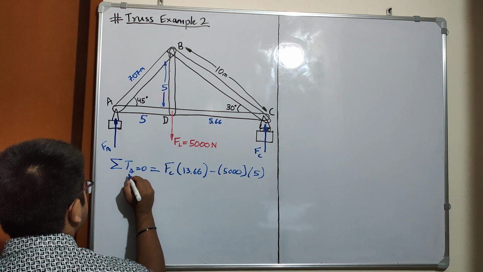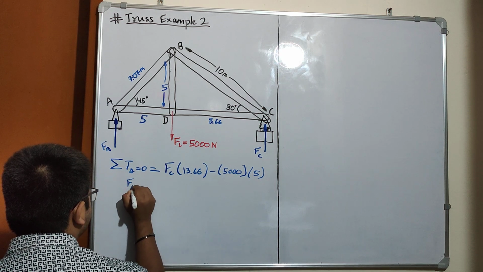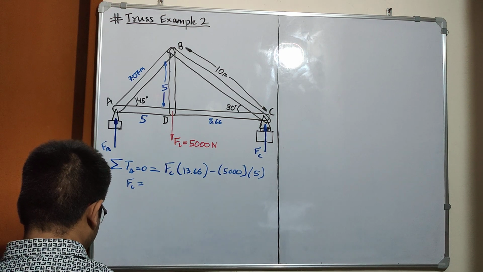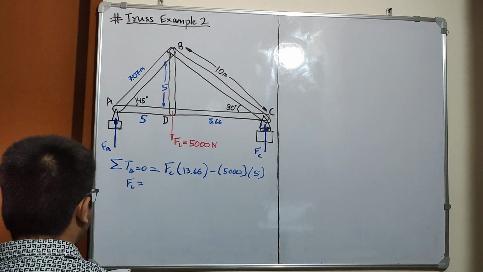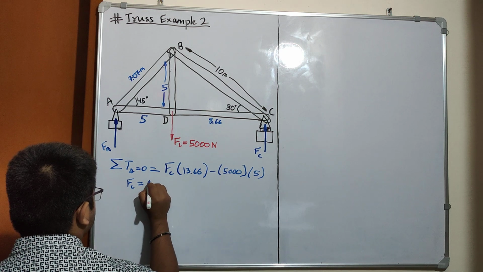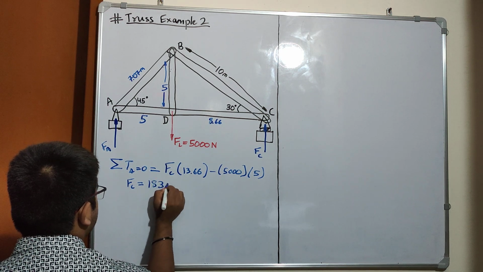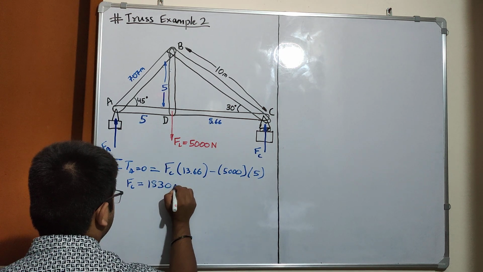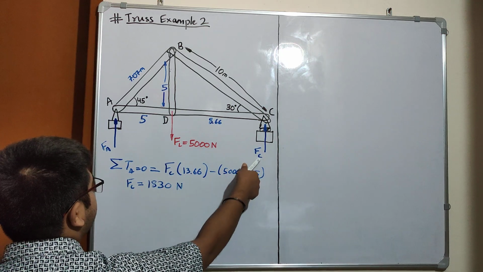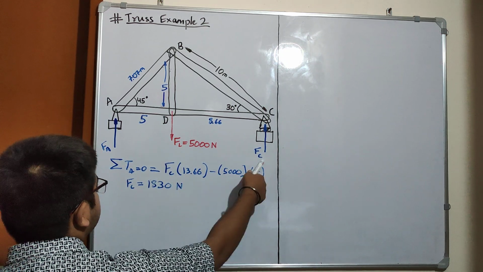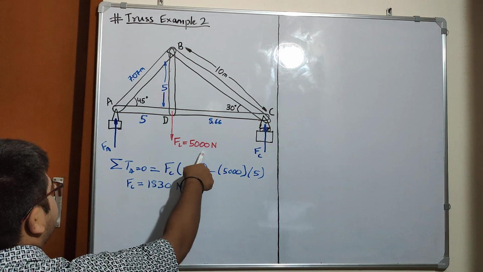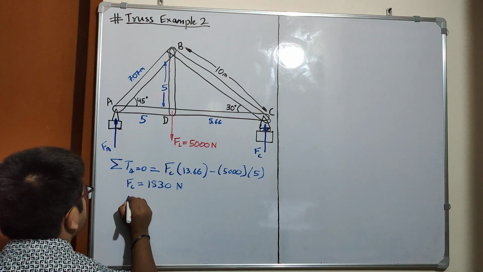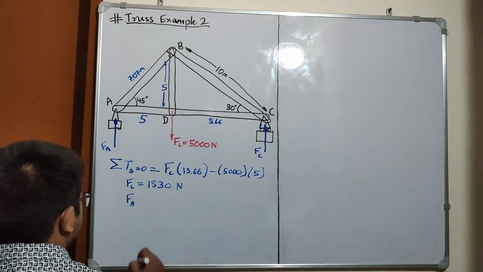Now Fc will be calculated as 1830 newtons. So we have got Fc. Now Fc plus Fa equals 5,000. So we have Fa.